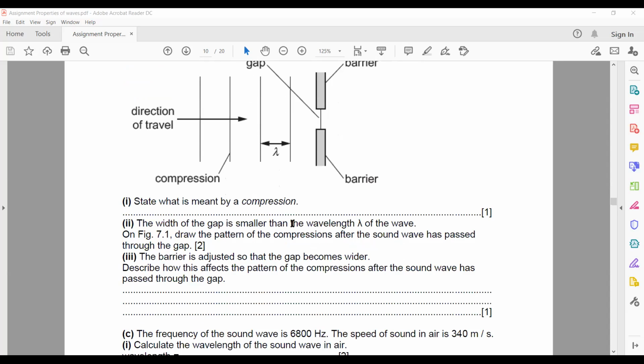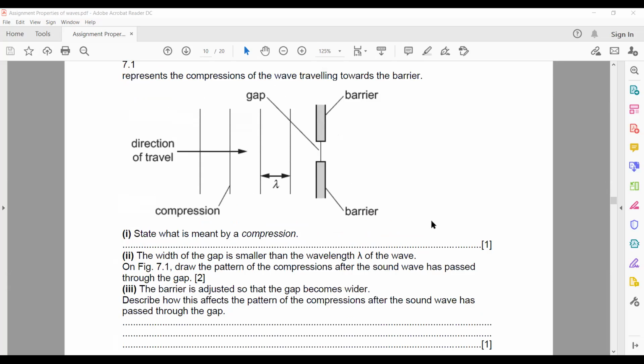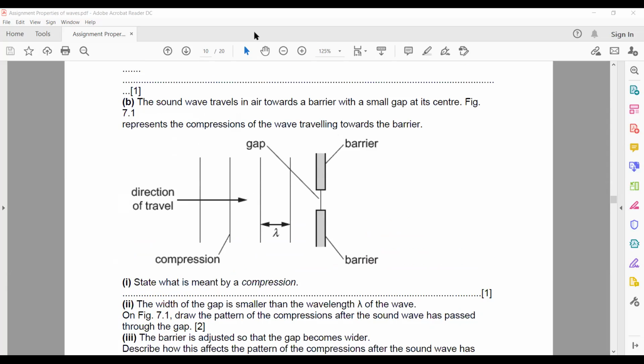The width of the gap is smaller than the wavelength. Draw the pattern. So how do we draw the pattern? You can see the wavelength is bigger and the gap size is smaller. So roughly you will sketch a maximum diffraction, but keep in mind, if the wavelength was 2 centimeter, make the second wavefront after 2 centimeter.